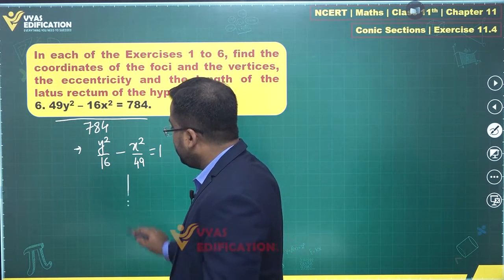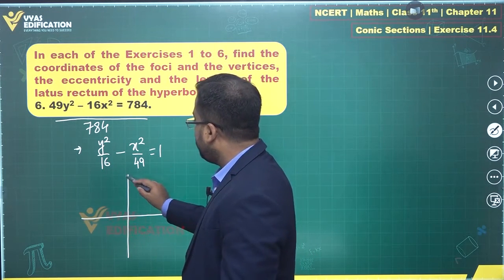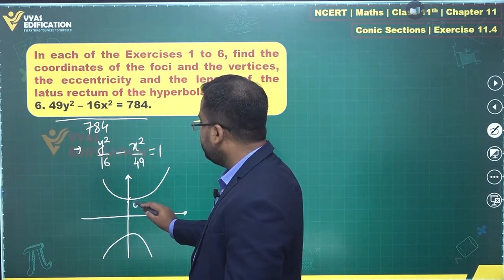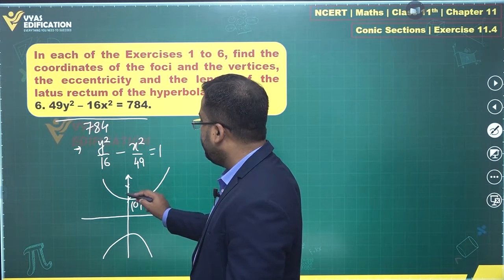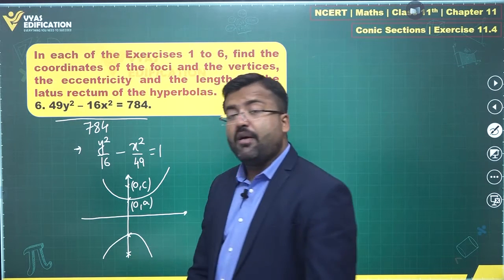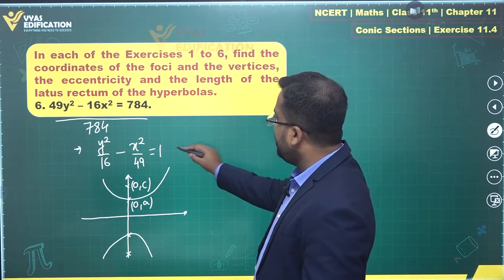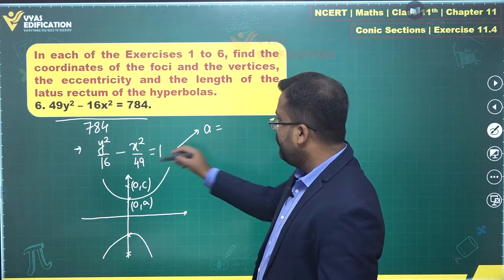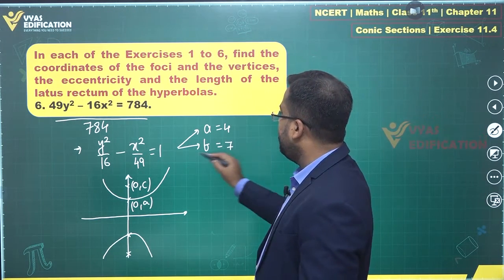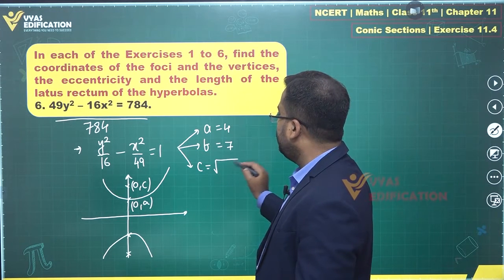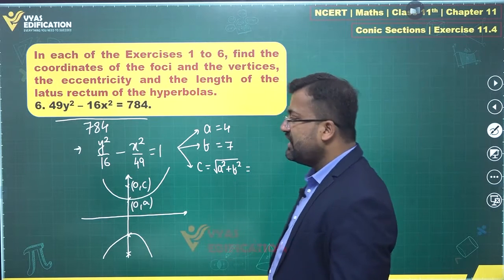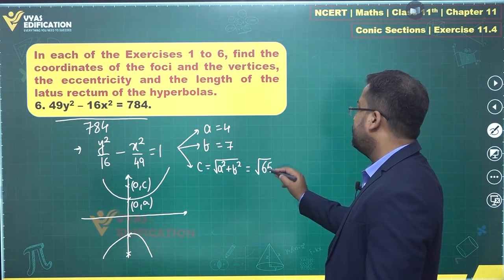Y square, the coefficient is positive, therefore the transverse axis of the hyperbola will lie along the y-axis. This is what you'll have. This point is 0 comma a, this point, the focus, is 0 comma c. Similarly, this is 0 comma minus a, and this is 0 comma minus c. Okay, from here the value of a will be 4, the value of b will be from here 7, and c is equal to under root of a square plus b square. What is that? Under root of this plus this, which is under root of 65. This is what I get.